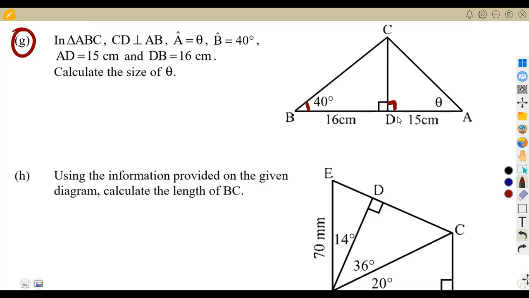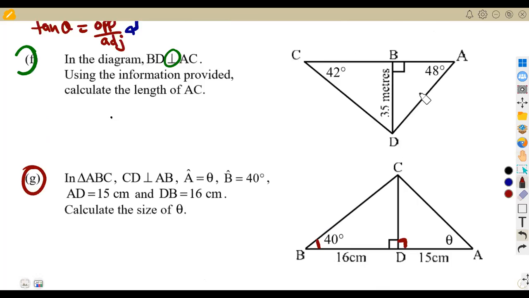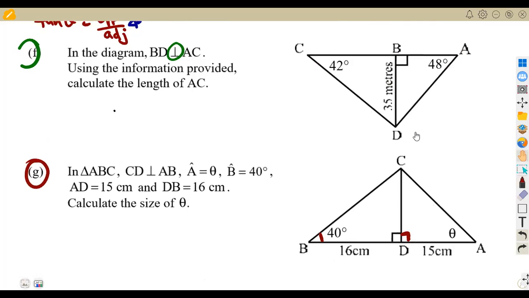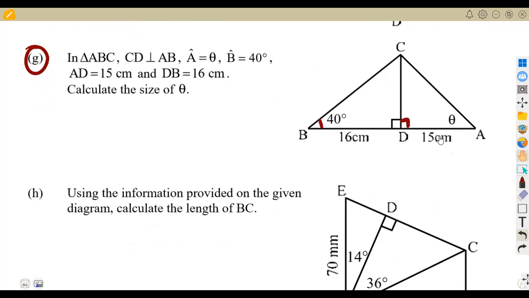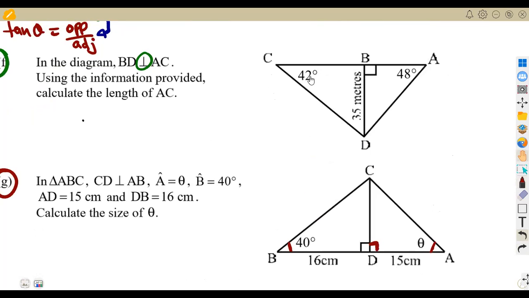So it's like that part that we just talked about: if you've got this side and this side, then the whole of AB can be calculated. We just add these two sides, like we just did to calculate AC. This time they gave us these sides, so they won't ask us to find AB because we just add. But now they want us to calculate the size of theta, the size of this angle here, one of the angles.